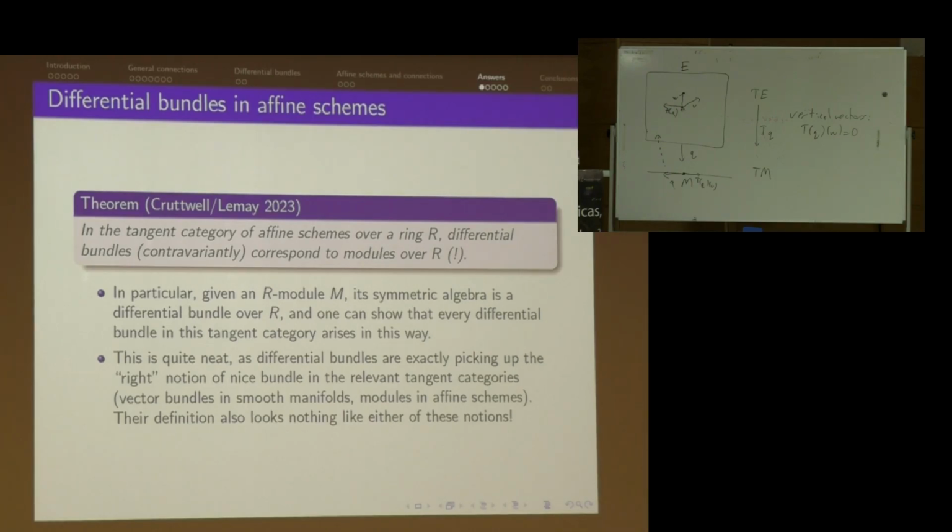I don't know of any general characterization which in one case picks up modules, and in the other case picks up smooth vector bundles. There are obviously relations between these things, but a general definition which in one case gives you this, and in another case gives you that, I don't think I've seen something like that before. So it's showing that differential bundles are kind of core in some way. Again, Michael Ching is going to talk about differential bundles in the infinity tangent category setting.